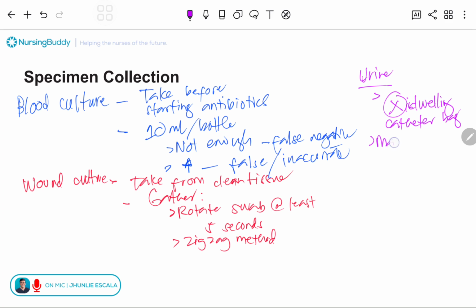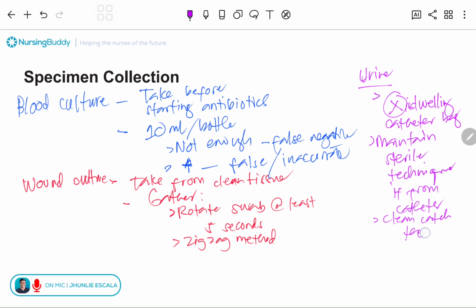And also, class, what we need to maintain? We maintain sterile technique here. Maintain sterile technique if from catheter. So hindi pwede sa catheter bag, but pwede po sa catheter port. Tandaan po natin yan. Now, also, class, we need to maintain clean catch technique. We also use your clean catch technique here, lalo na, class, kapag sa ating pong routine urinalysis.